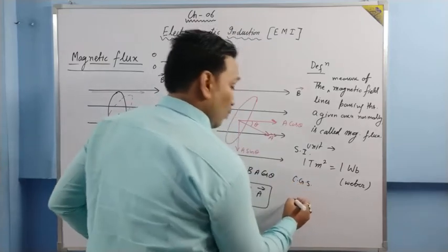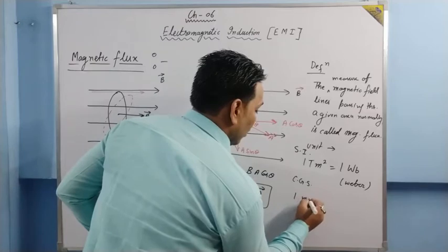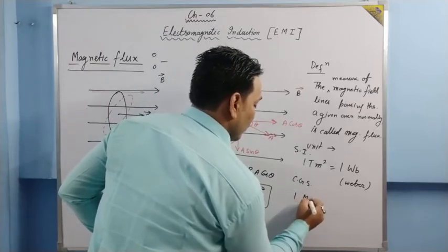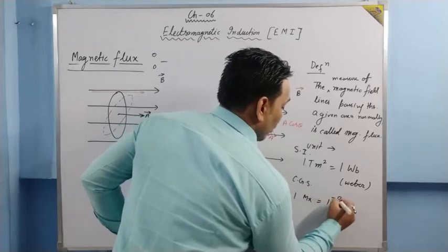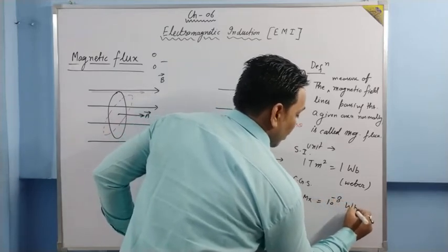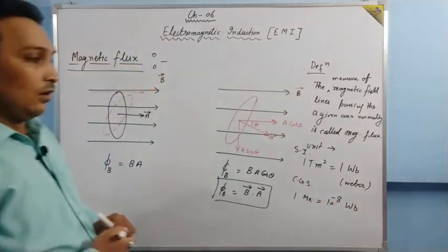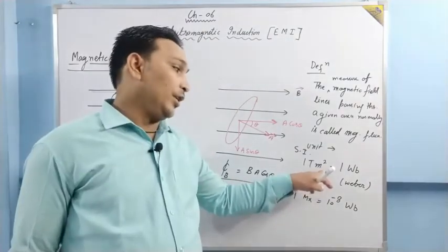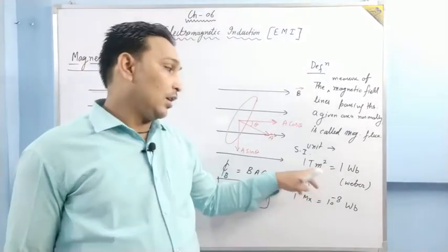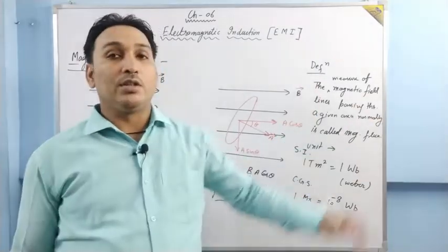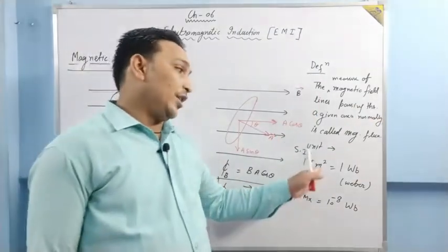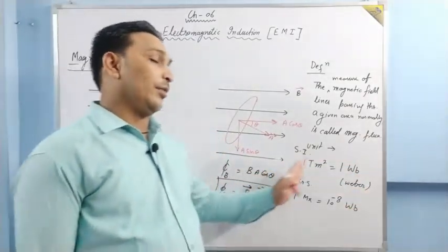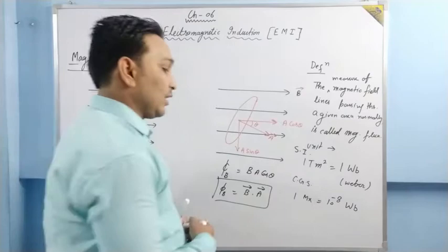CGS unit is 1 Maxwell. 1 Maxwell, denoted by Mx, is equal to 10 to the power minus 8 Weber. For Tesla we write Gauss, and for meter square we write centimeter square. When Tesla is converted into Gauss, it is 10 to the power 4. When meter square is converted into centimeter square, again 10 to the power 4, it will become 10 to the power 8.